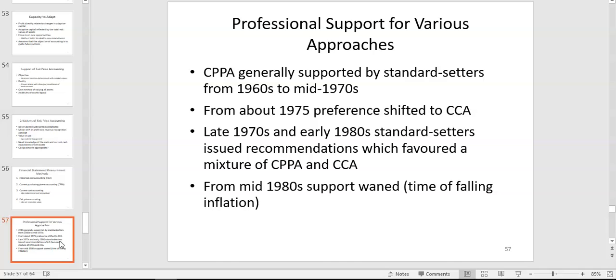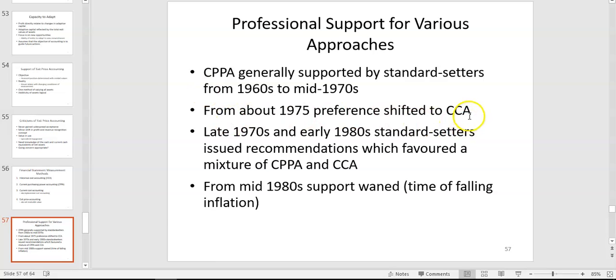So in terms of support for the various approaches, towards the 60s and 70s, when there were periods of high inflation, there was a lot of support by the standard setters, so the International Accounting Standard Setters and the Financial Accounting Standards Board in the US, for current purchasing power accounting. Because they realized that historical cost accounting was giving misleading financial figures and leading to overstatement of profits.